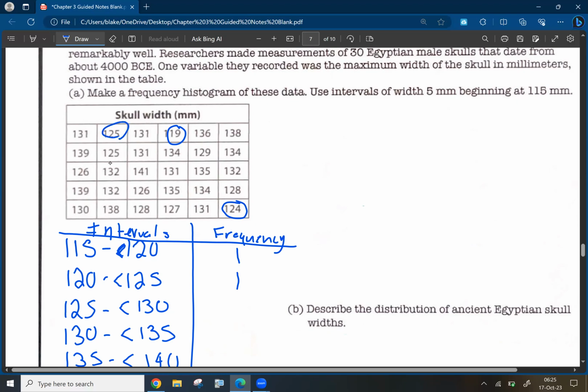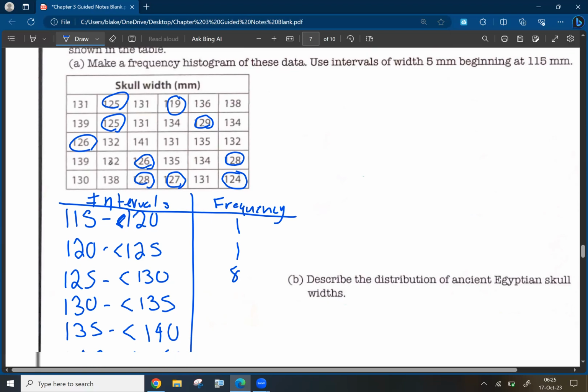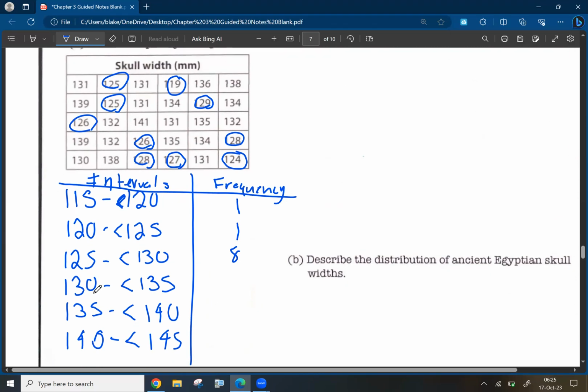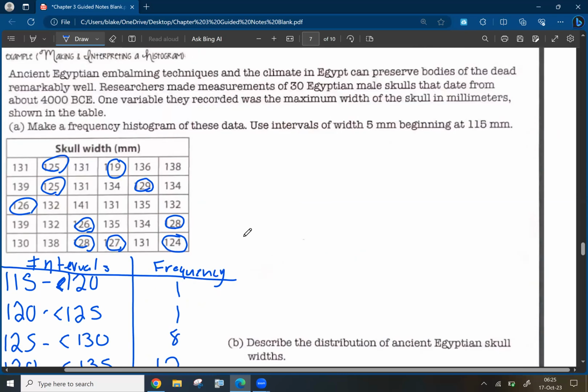So that's going to be 1, 2, 3, 4, 5, 6, 7, 8. 8 of them. All right. If we finish counting them out, 130 to 135, there are 12 of these. 135 to 140, but not including 140, is 7. And then 140 to 145 is 1. So if you keep counting the way that we were doing it, this is what you should get. You guys can double check that. So make sure that I'm right. And then let's go ahead and make our histogram of it.